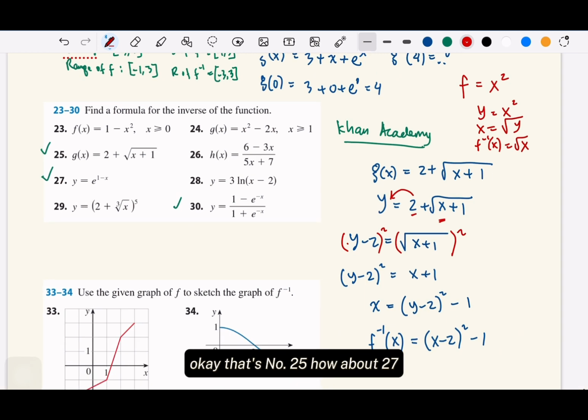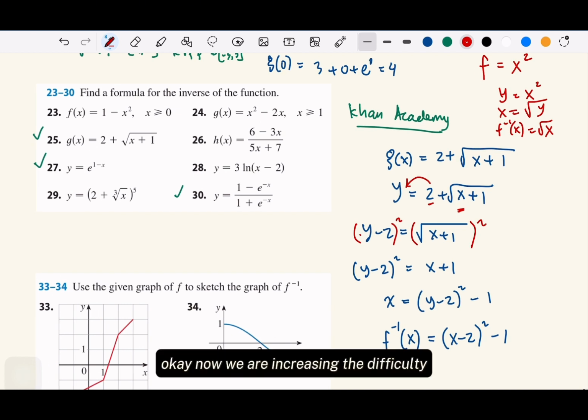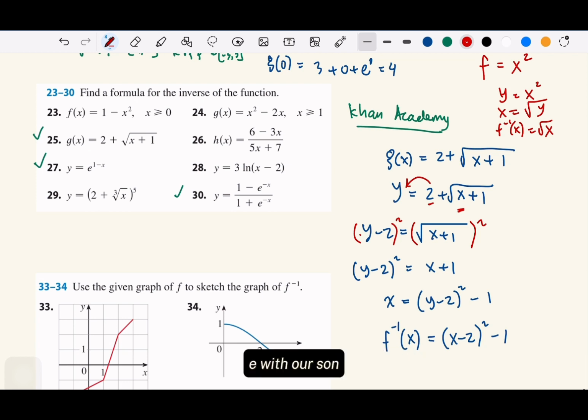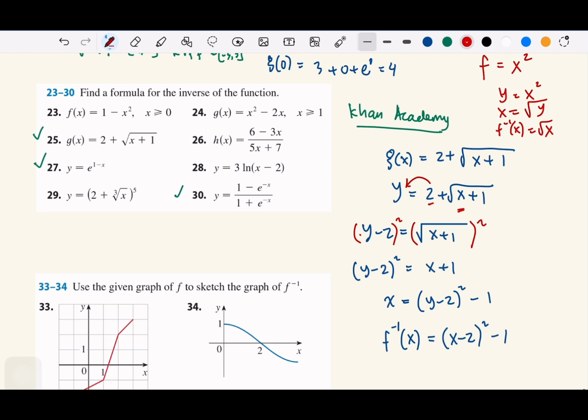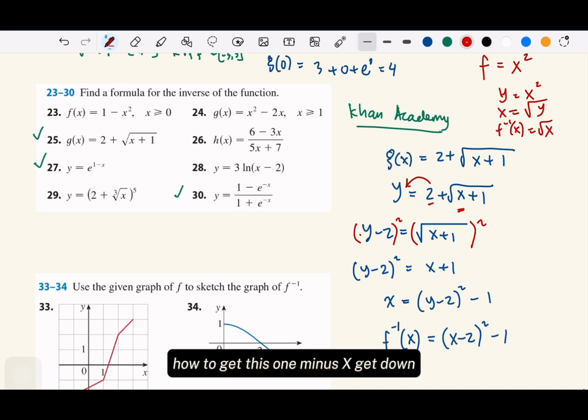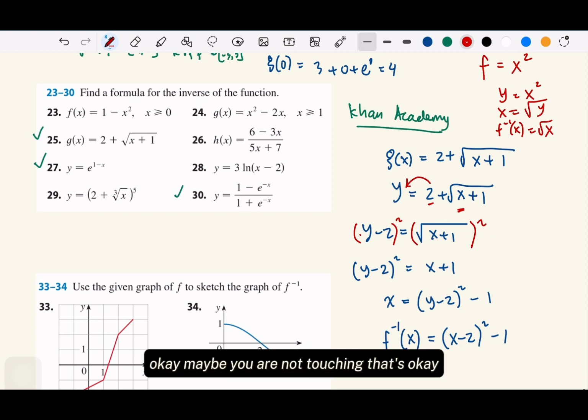Okay, that's number 25. How about 27? Okay, now we are increasing the difficulty. Now we have the exponent. e to the power of something. Okay. The idea is still the same. We are going to solve for x, right? But how do we solve this x? How to get this 1 minus x to get down? How? Okay, maybe you are not familiar with this.